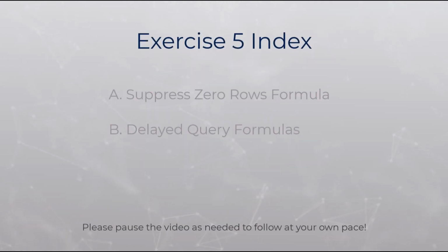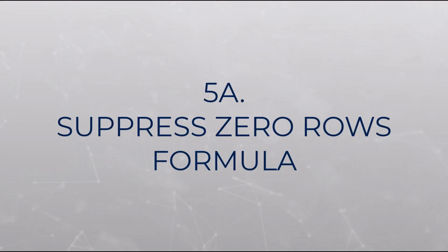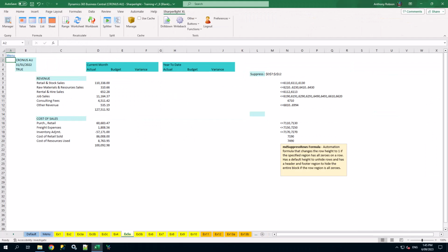Exercise 5 covers Sharperlight Excel add-in's suppress zero rows formula and delayed query formulas. This exercise continues on the same workbook from the previous exercise. Open the sheet for X5A. This exercise revisits the use of value formulas for financial reporting.